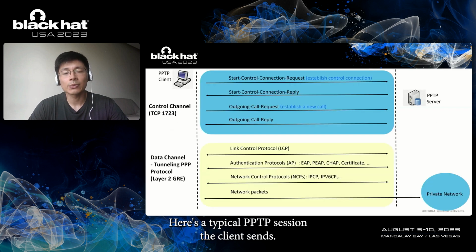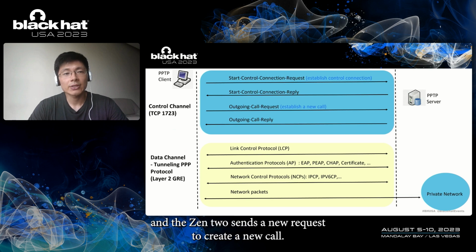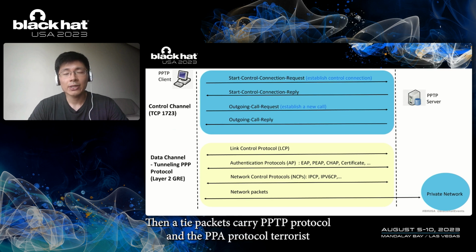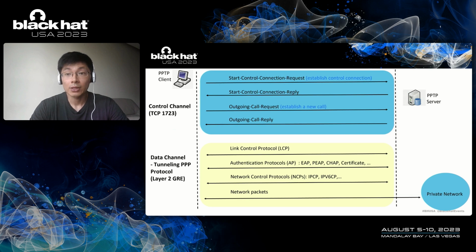Here's a typical PPTP session. The client sends a start control connection request to establish the control channel, and then it sends a new call request to create a new call. After that, the client sends GRE packets to the data channel, and the GRE packets carry the PPP protocol, and the PPP protocol carries other protocols like LCP, NCP, and authentication protocols like PAP, CHAP, and so on.